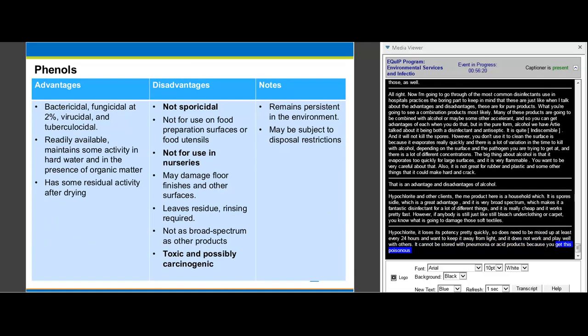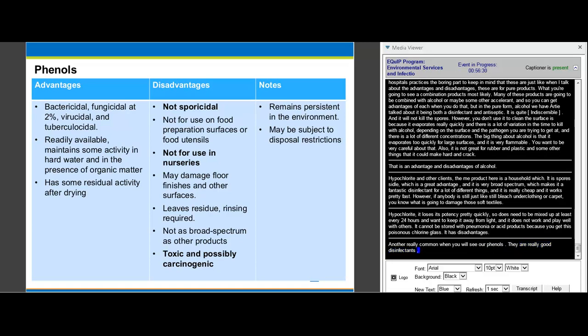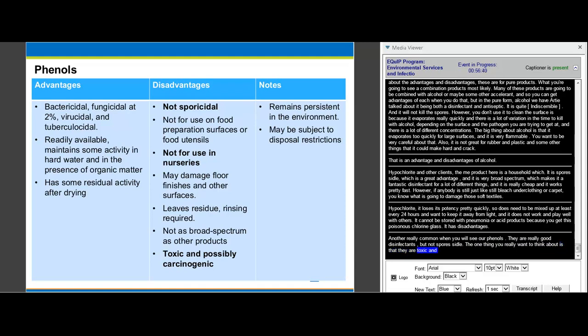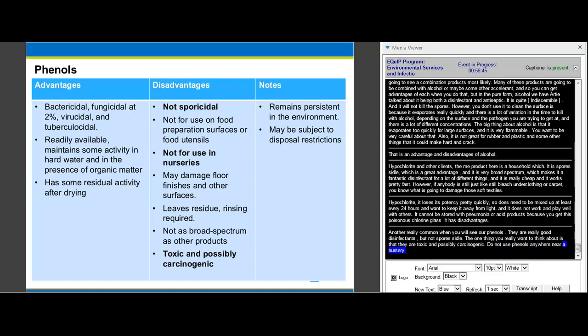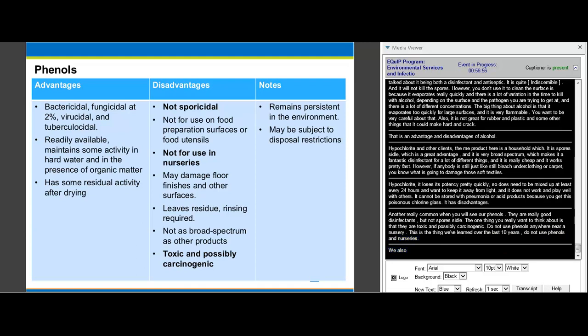Another really common one you'll see are phenols. They are really good disinfectants: bactericidal, fungicidal, virucidal, and tuberculocidal, but not sporicidal. The one thing you really want to think about with phenols is that they are toxic and they are possibly carcinogenic. Do not use phenols anywhere near a nursery. This is the thing we've learned over the last 10 years, that you do not use phenols in nurseries. They also can remain very persistent in the environment, and because they are fairly toxic, disposal may be a little bit challenging for you.